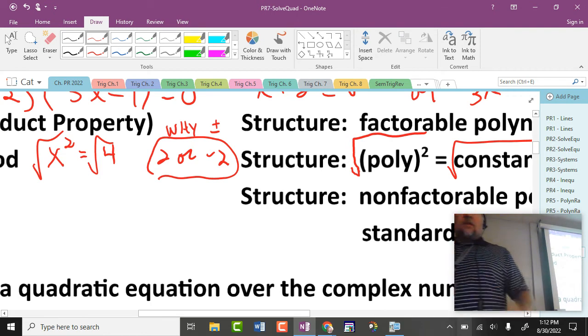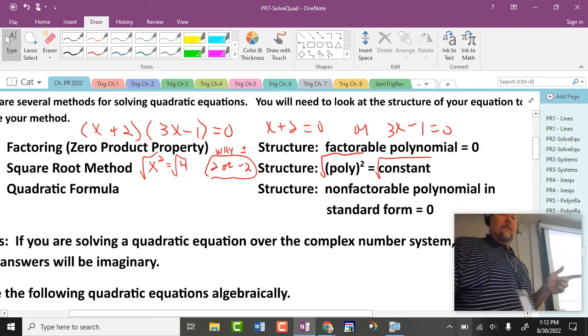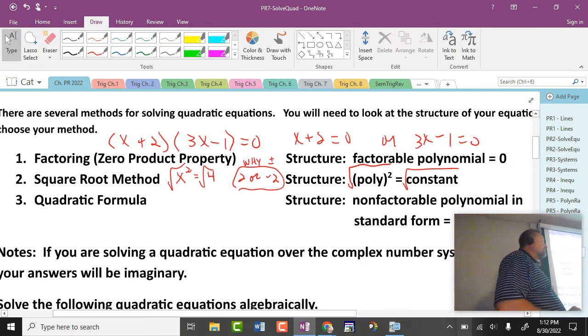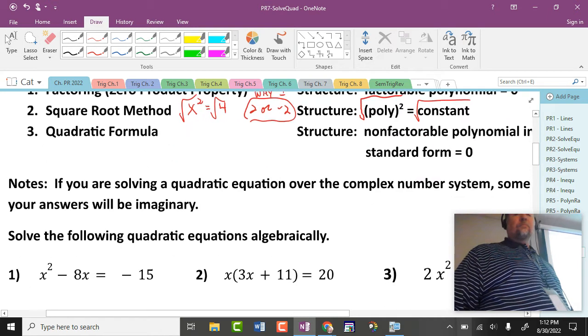Okay, so with that being said, the quadratic formula should only be used as a last resort. It should be used when it's not factorable. You should never use the quadratic formula when you have something squared, like the square root method form. It's a waste of time. You triple the amount of work that you need to do.